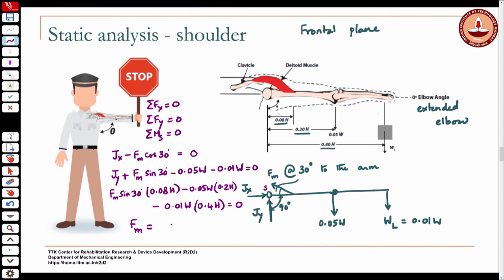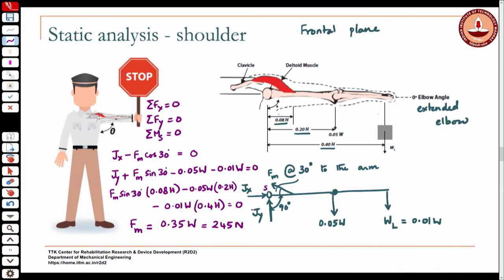Anybody? In terms of W. Yeah, fine. You can give me 245 newtons. So, I get Fm equals 35% of W, which is 245. I generally substitute only at the end, because it is easier to then compare. And then Jx is 212.2 newtons and Jy is minus 18.80. Straightforward.